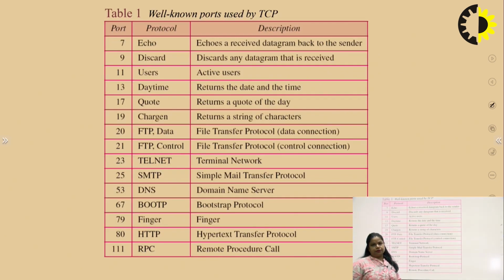I have already told you that in the transport layer there are certain port numbers which are fixed in the range of 0 to 1023. These are some examples which use the well-known port numbers. For example, in the previous example, I told you that we use 13 for daytime, which returns the date and the time. We have used it in the previous examples also. So there are certain port numbers which are used by the TCP protocol.